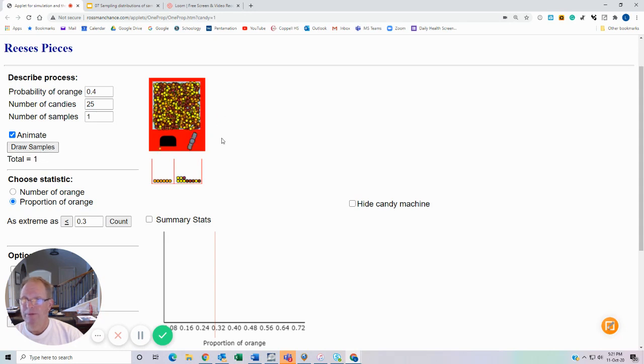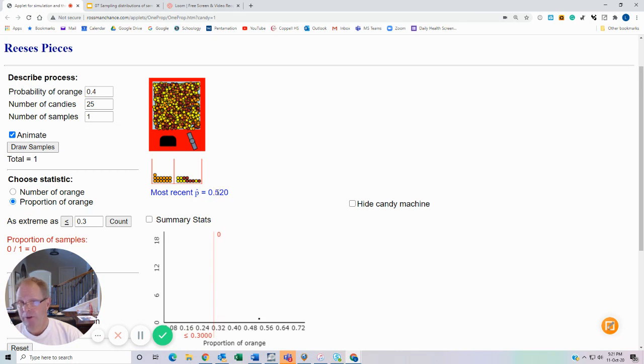It's working, you can see. So it drew one sample of size 25, and as luck would have it, 52% of the candies that it drew were orange. So on my distribution down here, it put one dot. That dot right there is at 0.52. That's the start of my sampling distribution.